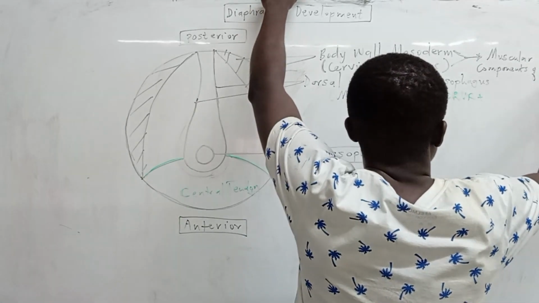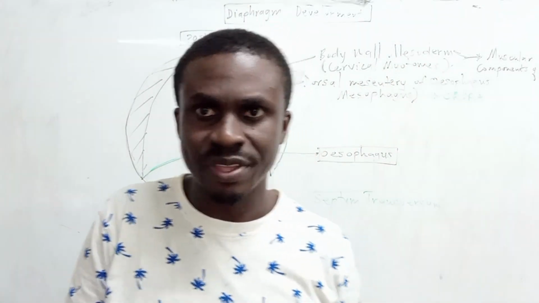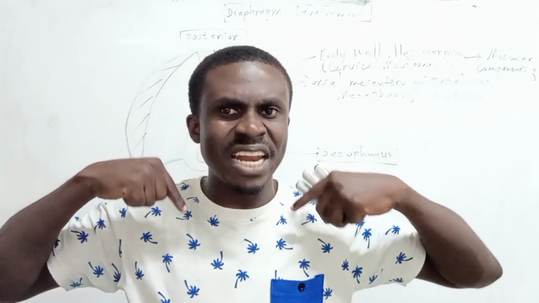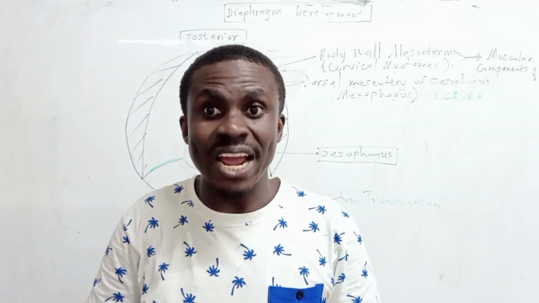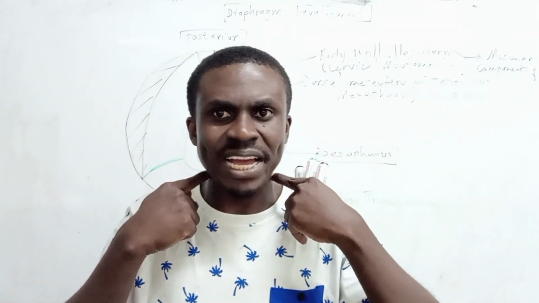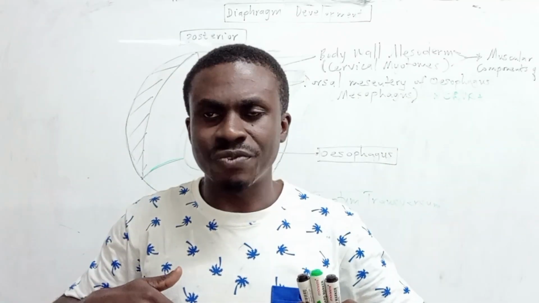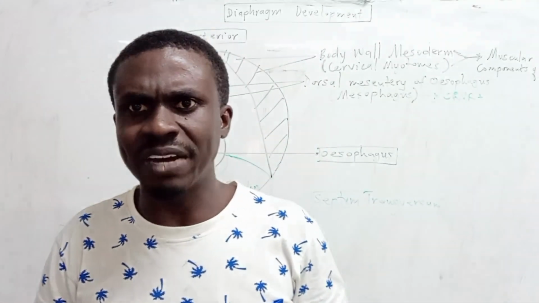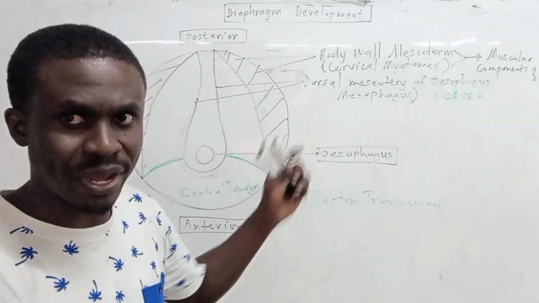Now, it makes sense, and that is the reason why I want you to know that even the nerve that gives motor supply to the diaphragm originates from the cervical region, C3, C4, C5, from the cervical plexus, and comes to supply this diaphragm we are talking about. So it tells you that it originated from the cervical myotome, the body wall mesoderm. That's what we are talking about over here.